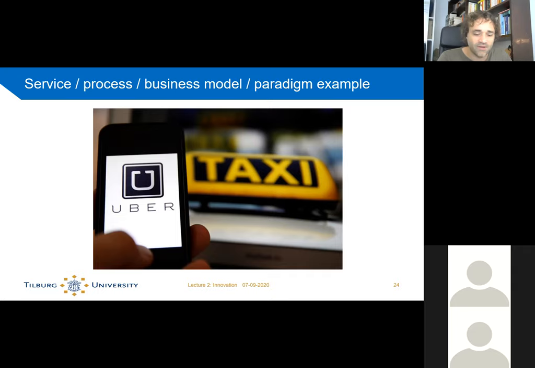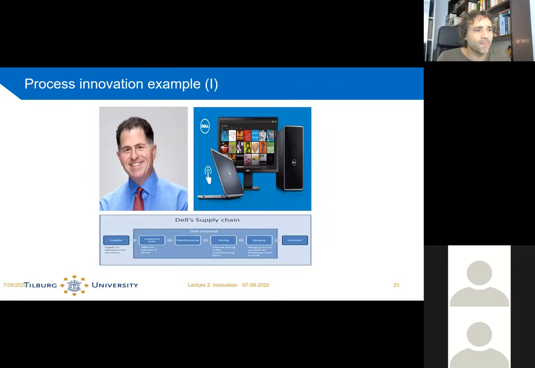So what Dell has done is also a bit of providing a service, but it's mostly a process innovation, because it not only allows direct sales to consumers, but it also allows more customization and flexibility options within your organization itself.